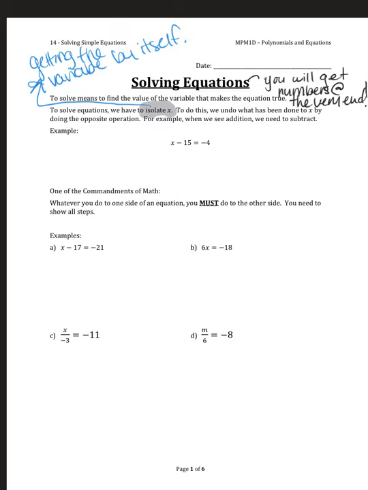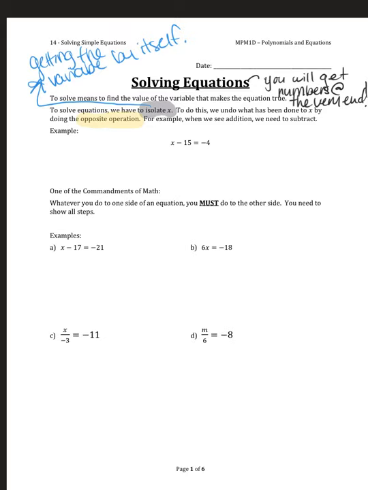So to do this, we have to basically undo everything that has been done to x, and we do this by reversing the order of operations. So we're actually going to do the opposite operation. Okay, so we're going to do the opposite of whatever is happening to it. So for example, if I were to see addition, then we're going to need to subtract, because addition and subtracting are opposites. Okay, so if I'm looking here at this example, it says x minus 15 equals negative 4.